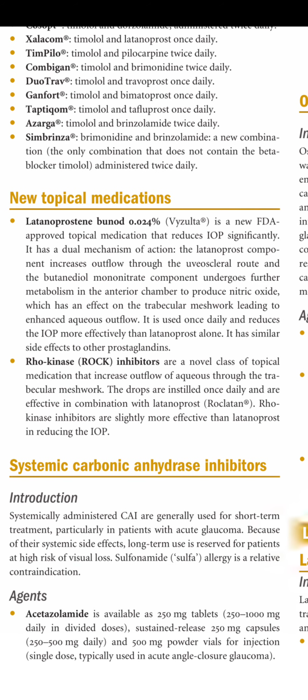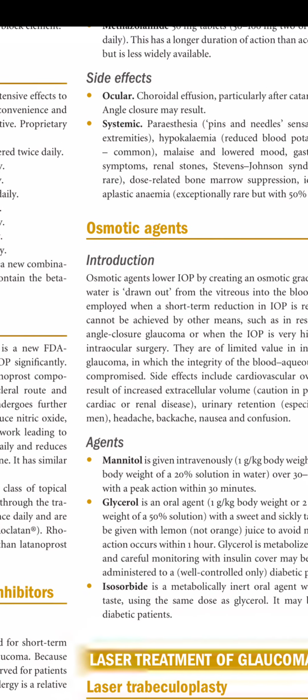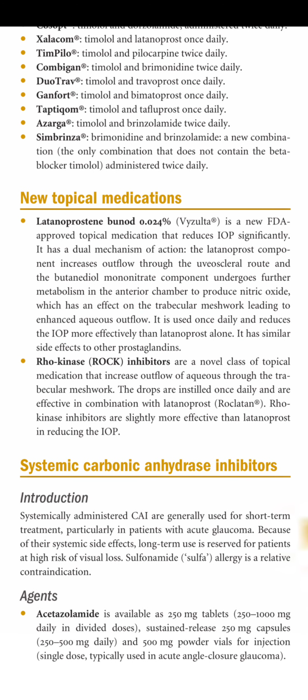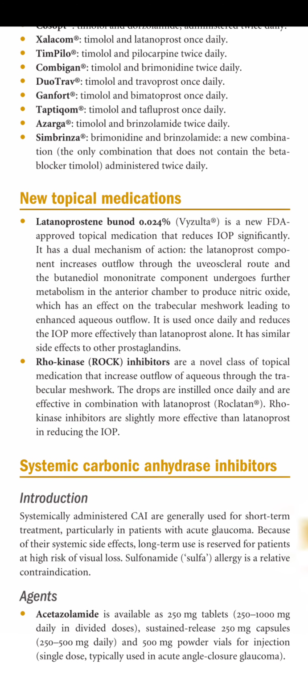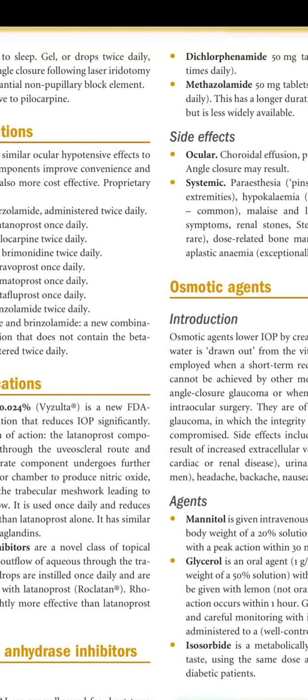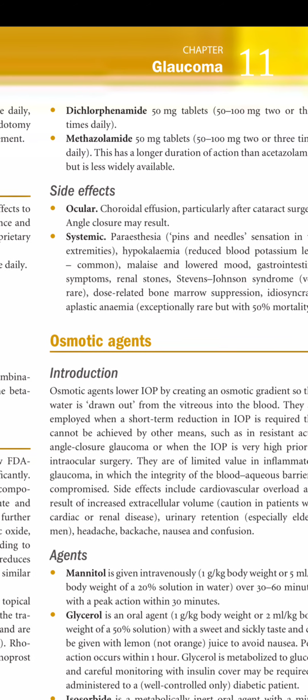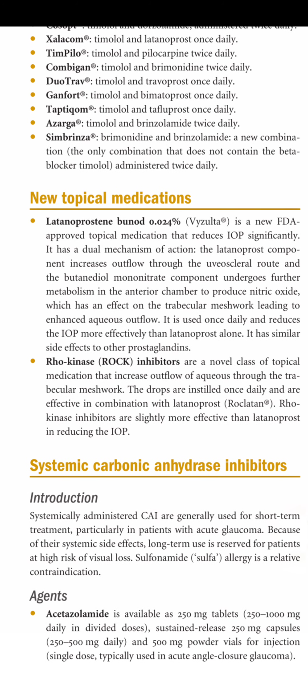Then there are the systemic carbonic anhydrase inhibitors, which are usually given systemically, but they have an ocular effect as well in reducing the IOP. Orally administered carbonic anhydrase inhibitors are generally used for short-term treatment, particularly in patients with acute glaucoma. Because of their systemic side effects, long-term use is reserved for patients at high risk of visual loss. Sulfonamide sulfa allergy is a relative contraindication. The agents are acetazolamide, dichlorphenamide, and methazolamide. So these are the agents.